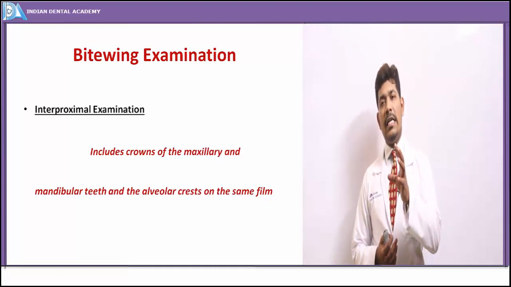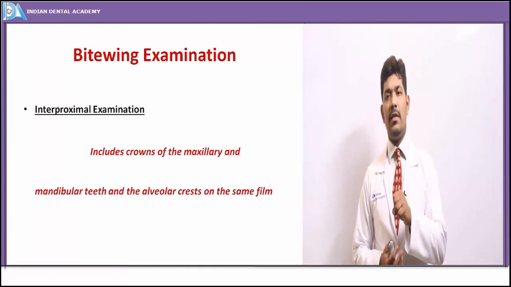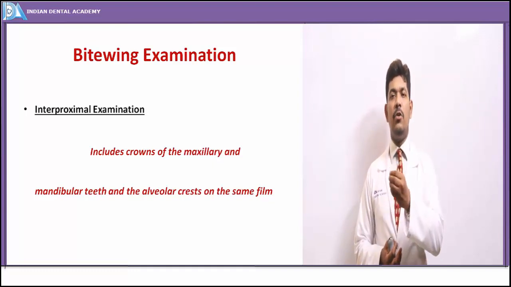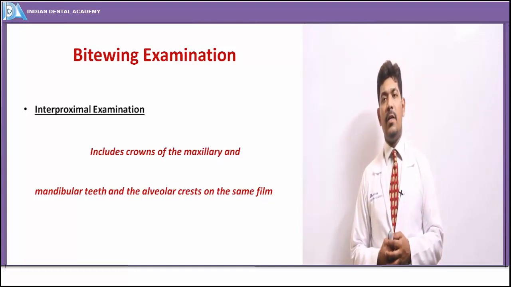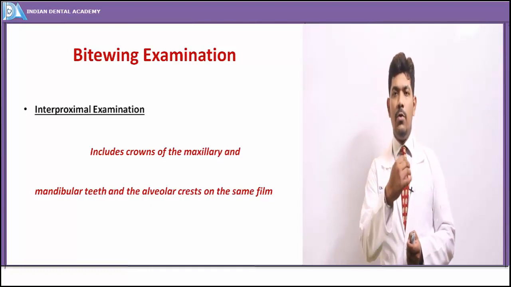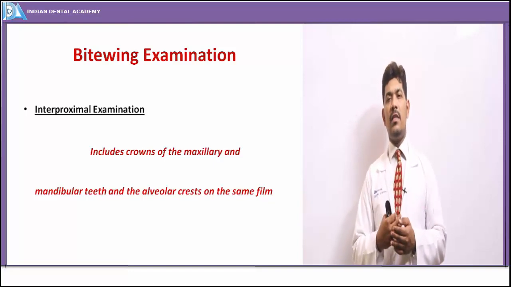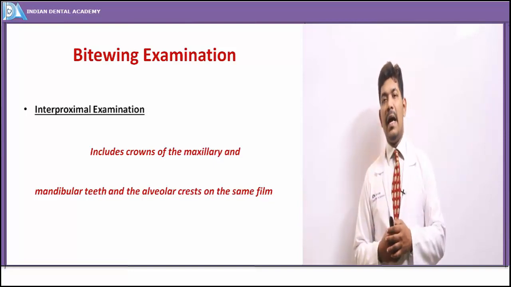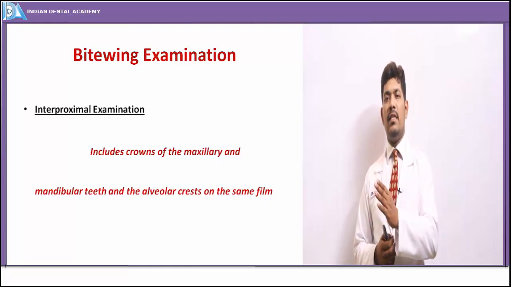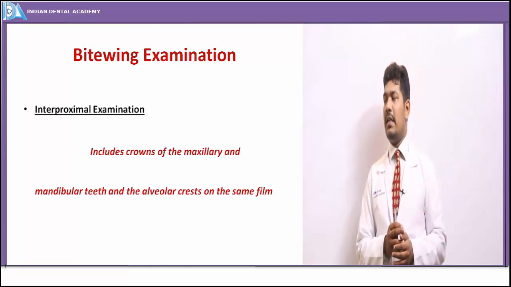To detect any calculus or caries within the interproximal areas, you have to have parallel X-ray beams hitting it so as to obtain accurate information. These are the disadvantages of using a bisecting angle technique. And specifically to overcome these disadvantages, we have come up with a bite-wing examination, wherein the basic indications of bite-wing examinations are to overcome all the disadvantages of a bisecting angle technique.